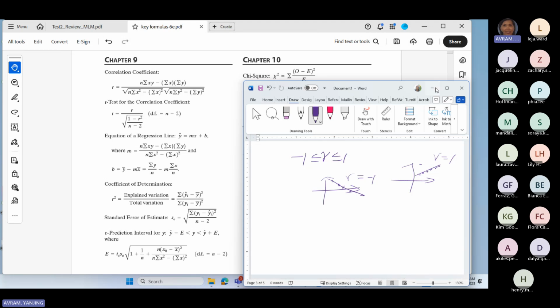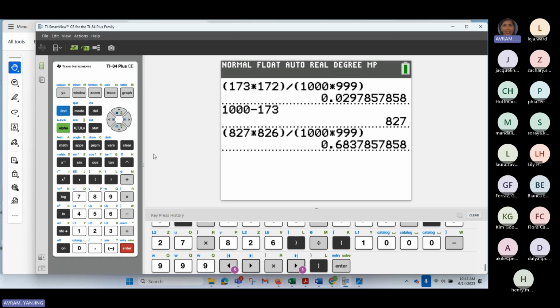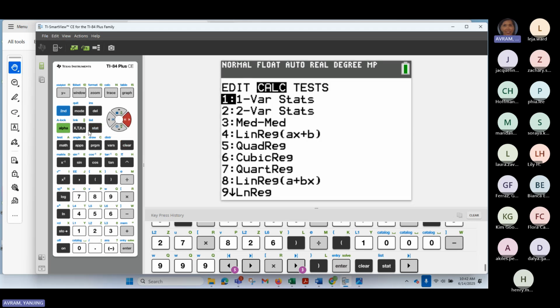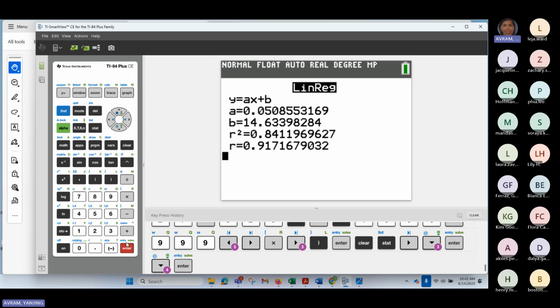And how do I find the R from the calculator? Let me show you very quickly, since we already have data here. Remember, I go to STAT, go to CALC, and choose number 4, the linear regression, okay? And when I hit calculate, it already gives me the R here. So this R is the correlation coefficient, 0.917 to 3 decimal places, right?